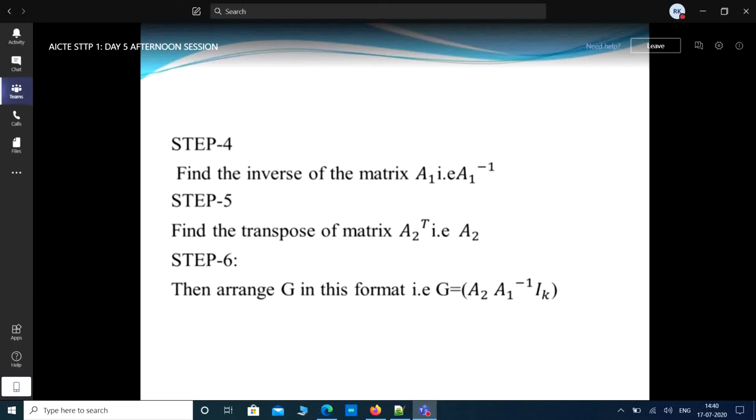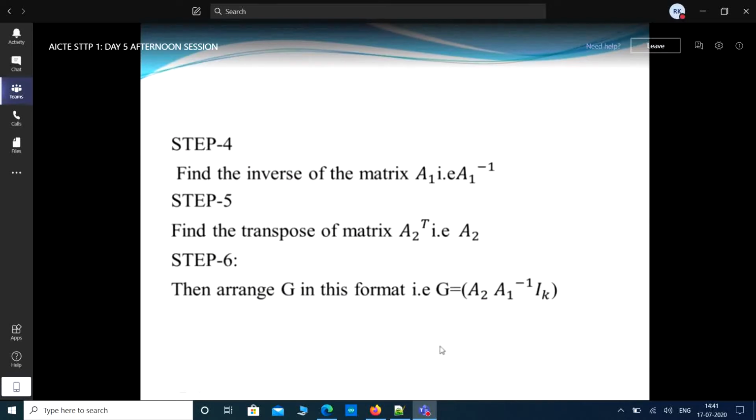Next, go to the second matrix, the A2 matrix. First take the transpose of the A2 matrix. After transposing, arrange it for G, the generator matrix. The general formula for the generator matrix is C is equal to M into G. Code word is equal to message multiplied with the generator matrix only.